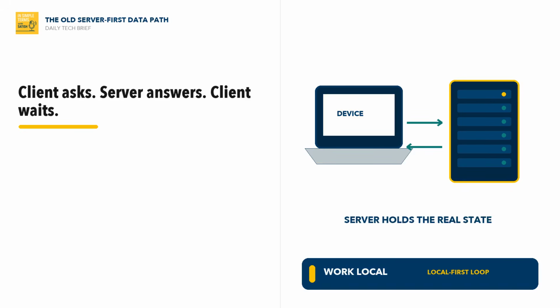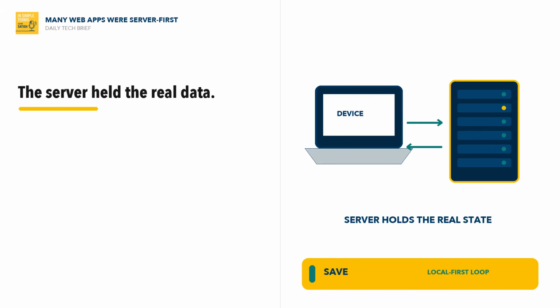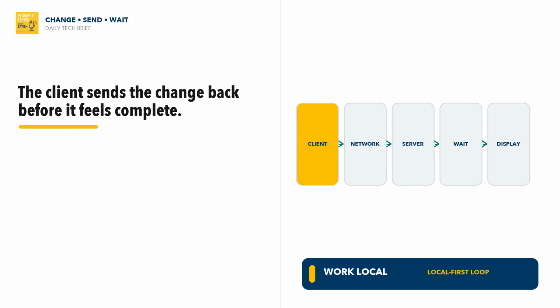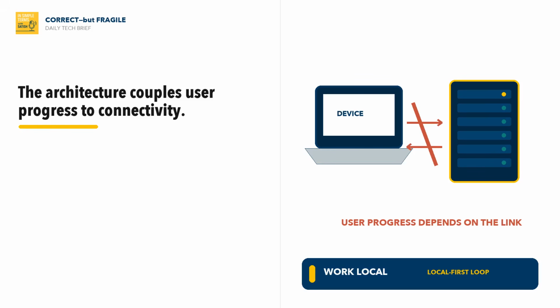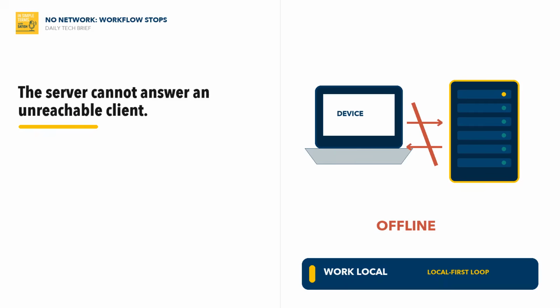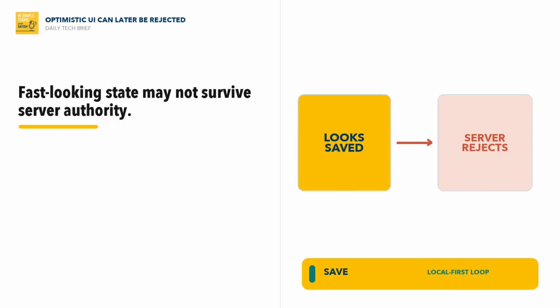Now back to the actual technical concept. For a long time, many web apps were server first. The server had the real data. The client asked for it, the client displayed it. When the user changed something, the client sent the change back and waited. That can be correct, but it often feels fragile. A weak connection makes the app slow. A lost connection can stop the workflow. And optimistic user interfaces can become confusing when the server later rejects a change.